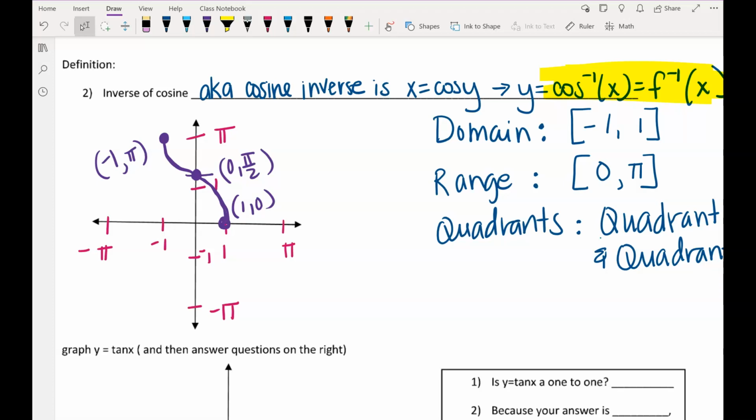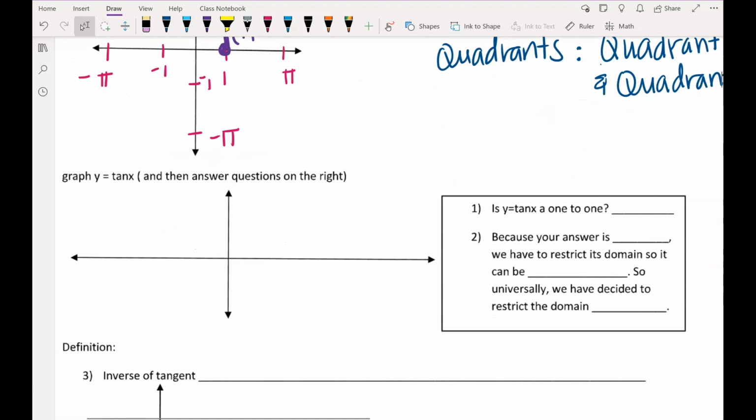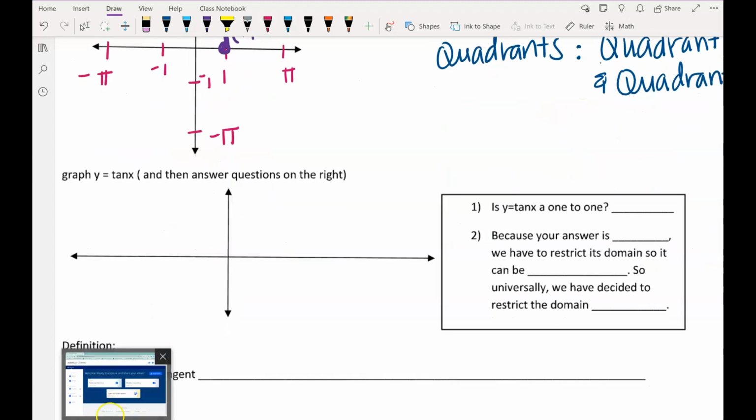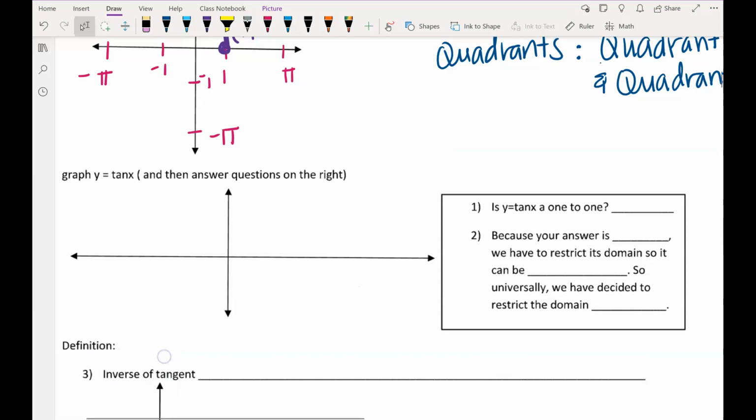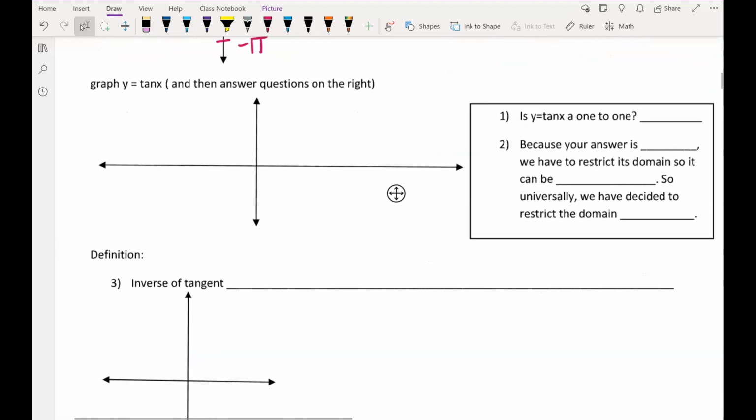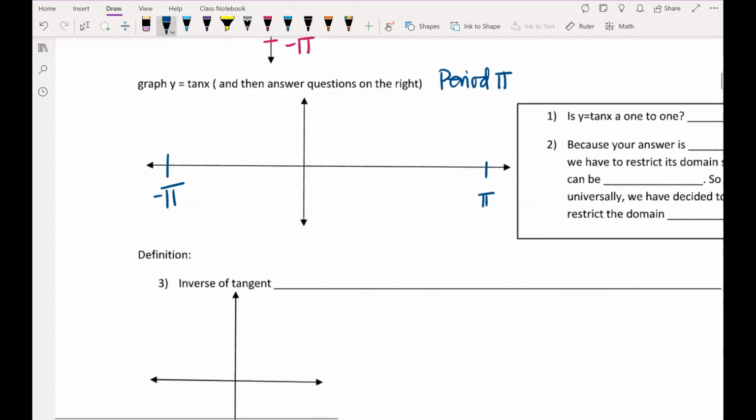All right, how much do we remember about tangent? A lot less? Yeah. Now, what is the period for tangent, y'all? Pi, yeah. So, oh, shoot. Okay, so we only need to go a pi on the right and a pi on the left, okay? So period is pi.